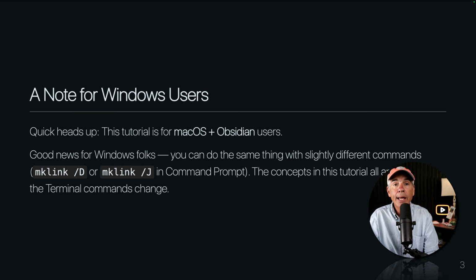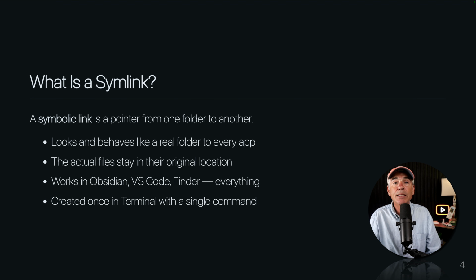And just a quick heads up for Windows users. Even though today's tutorial is for Mac OS and Obsidian users, the good news is you can create Symlinks on Windows pretty much the exact same way. You're going to be using just a slight variation of the command, but it's the exact same concept.